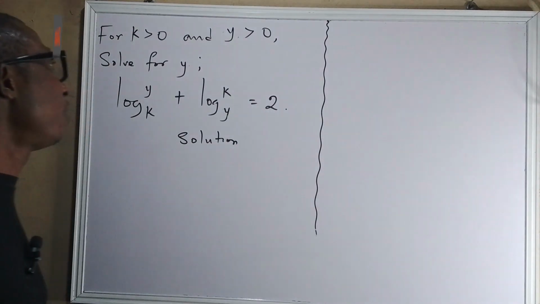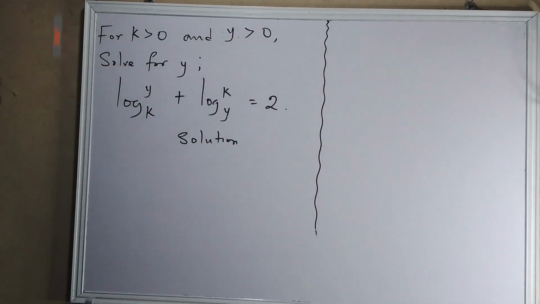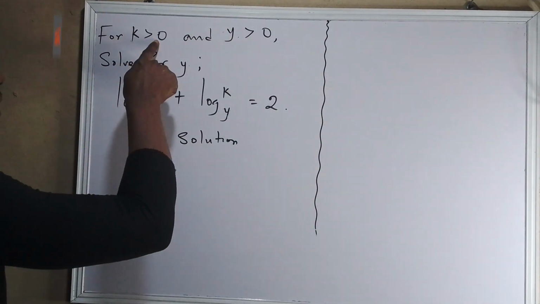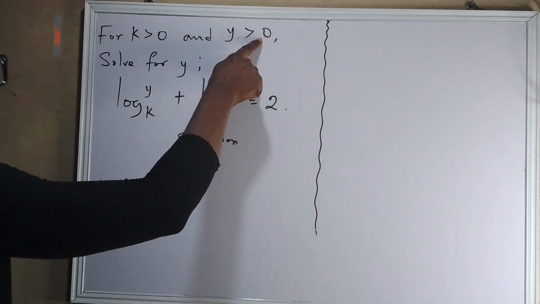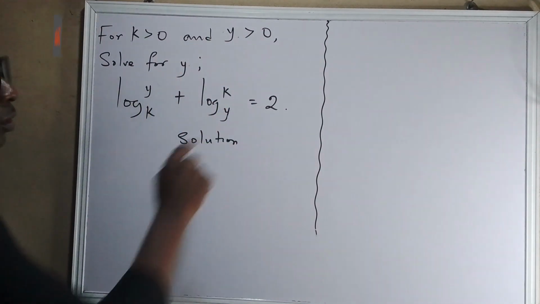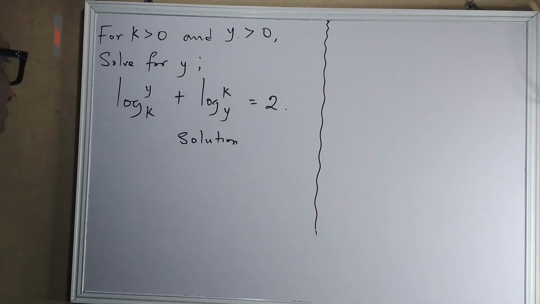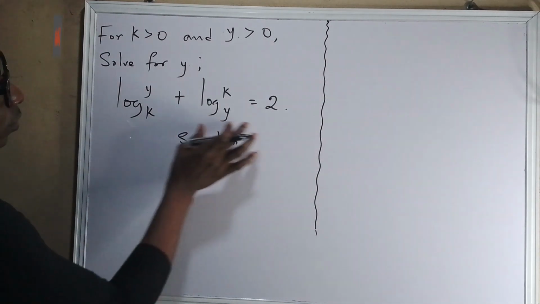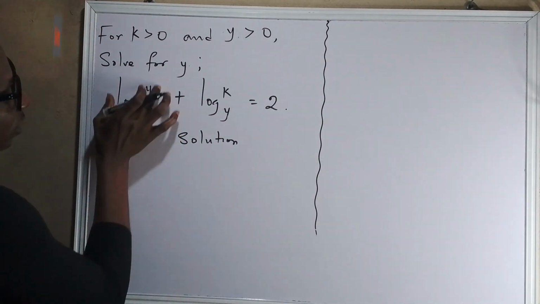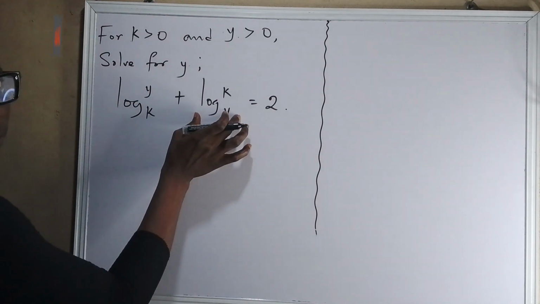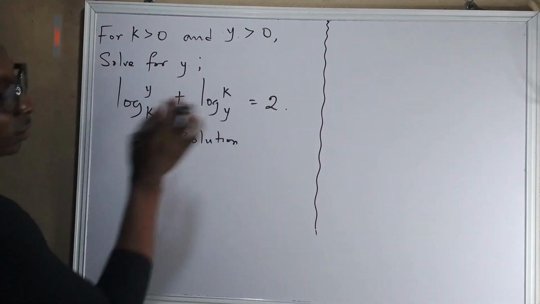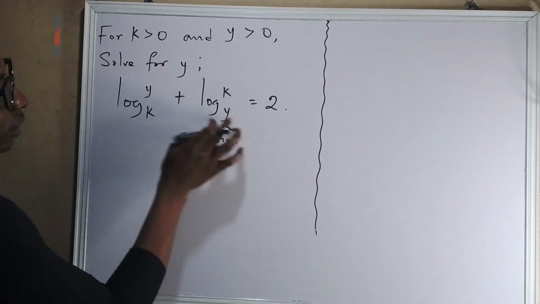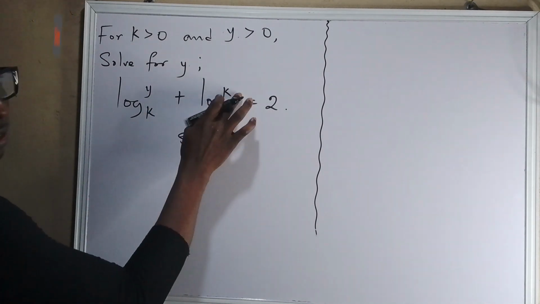Now can we look at this problem together? You have to solve for y when k is greater than 0 and y is greater than 0. So this is the equation given, right? When you look at this equation, you will observe that this logarithm and this logarithm look similar. The number here is the base here, while the base here is the number here.